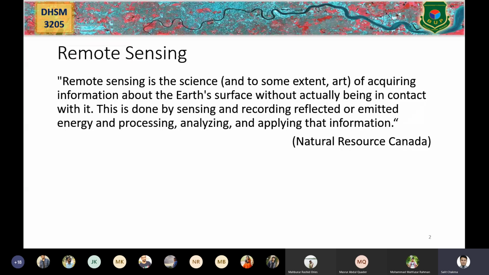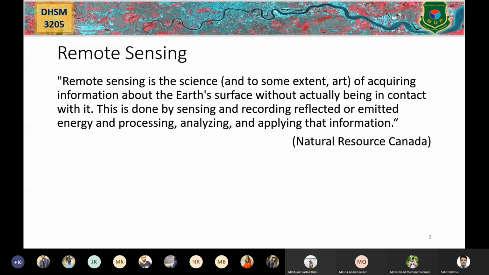Okay, so that is what it's saying, that remote sensing is the science. So just like GIS, okay, this is science that we are talking about, not the system, not the tools. We are dealing with the science here. So remote sensing is the science of acquiring information about Earth's surface. So you are acquiring information of the Earth's surface, right, without actually being in touch with it.